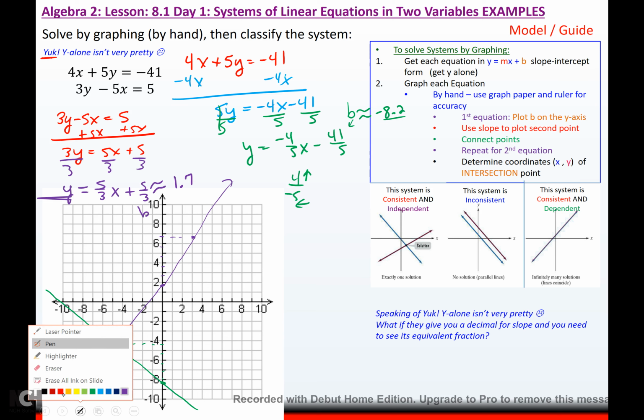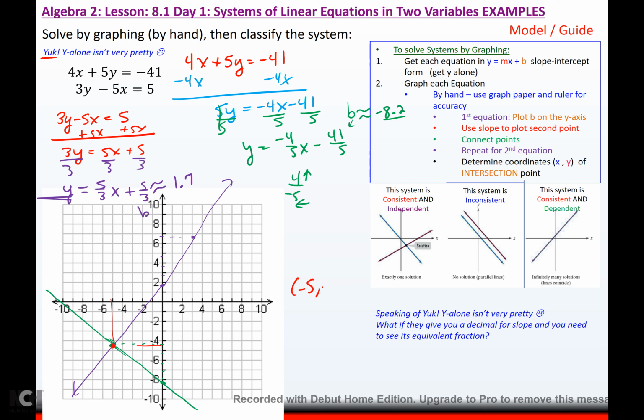So now my solution is going to be right there, which is what? I don't know. I'm going to call that about -5, and I think I'll call that, I don't know, about -4.5.